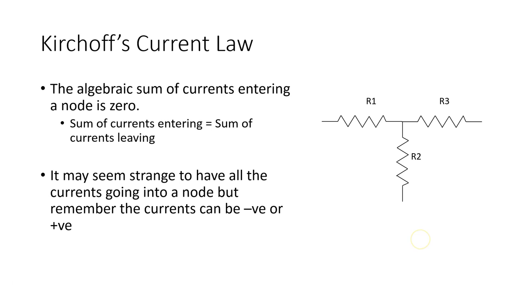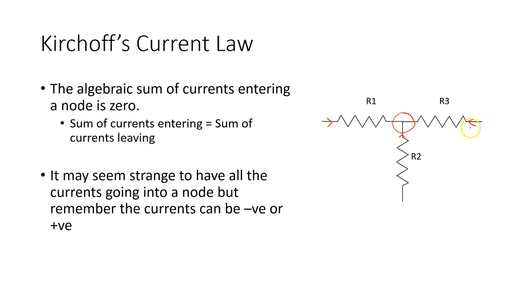Moving on now to Kirchhoff's current law. This is the sum of the currents entering a node. So this is our node here, and if we add up the currents entering from all these points, we get 0. The other way to state this, and the more intuitive way, is simply to say the sum of currents entering the node is equal to the sum of the currents leaving the node.